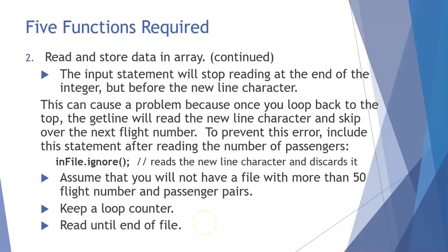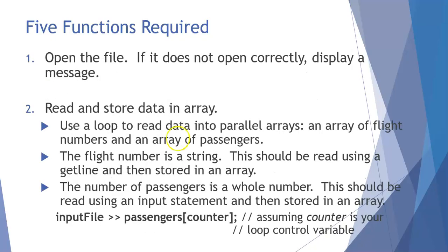Now, if you don't put in this little tiny statement here, you will encounter an error. What happens is you're going to read that flight number, then you're going to read the passengers, then you'll increment your counter and loop back up to the top and do that same process again. The problem is that when you perform this statement here, at the end of the integer, it'll stop reading.